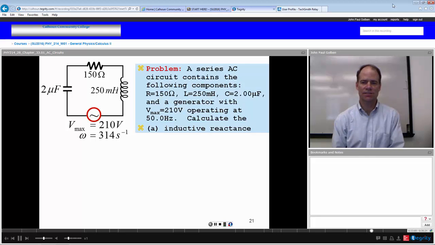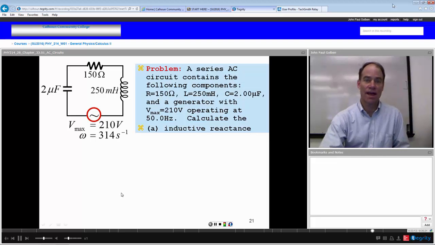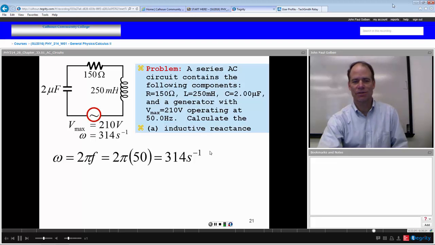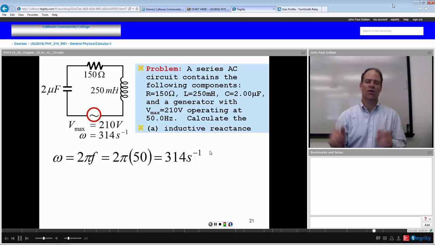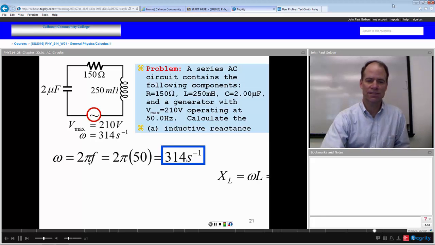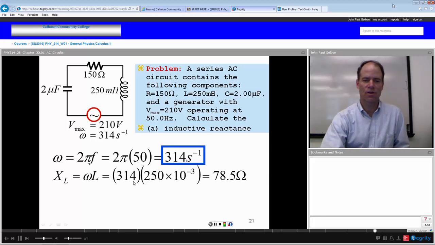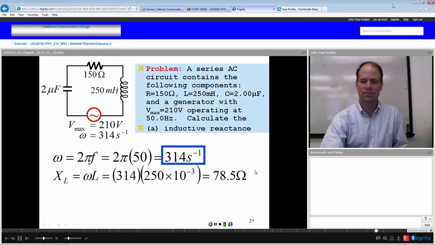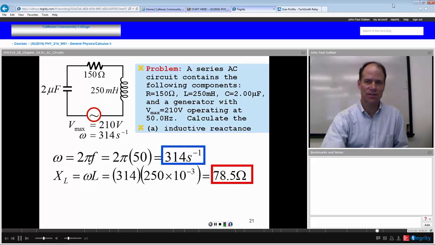Calculate the inductive reactance. Well, our frequency is 50 hertz, so our angular frequency is 2 pi times that, or 314 radians per second. It was also labeled up here. So that's our omega. Our inductive reactance is, by definition, omega times L. 314 times 250 millihenries gives us 78.5 ohms. So that is our inductive reactance, 78.5 ohms.